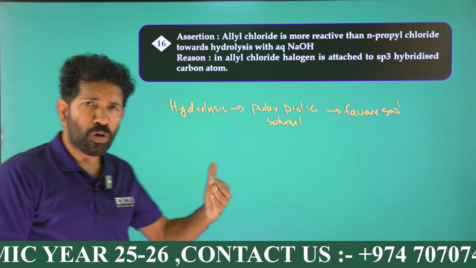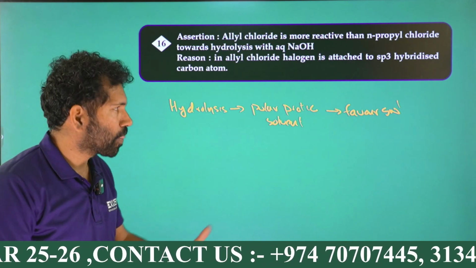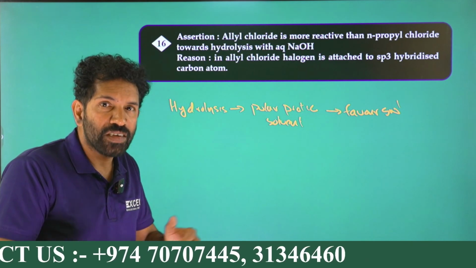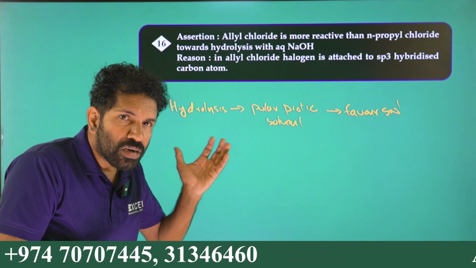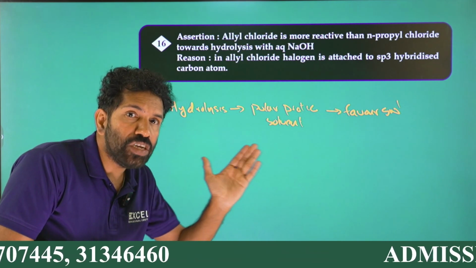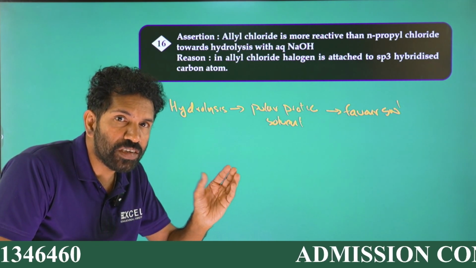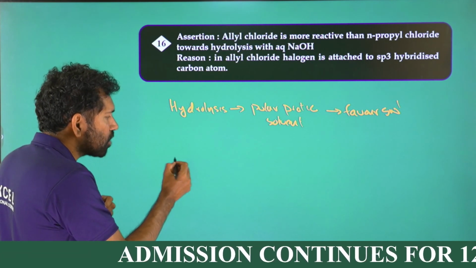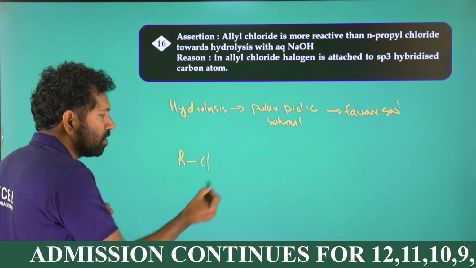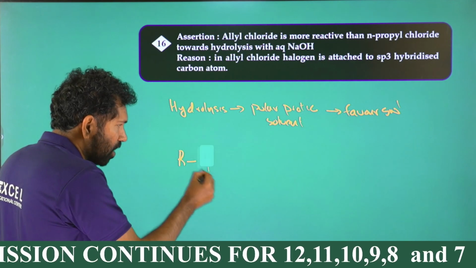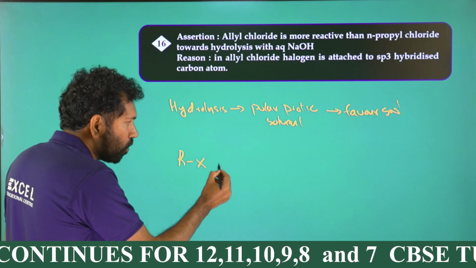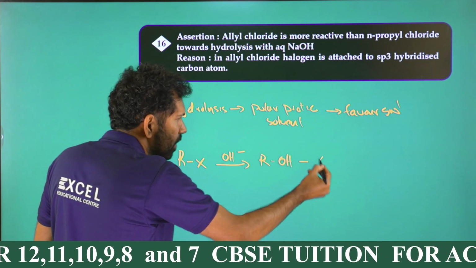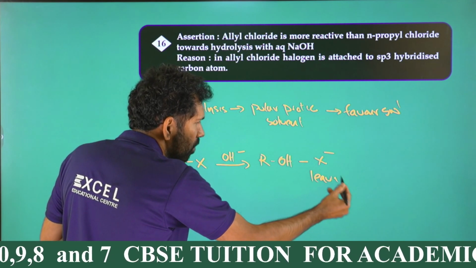Why does a polar protic solvent favor SN1? Simple. A polar protic solvent stabilizes the leaving group. For example, take the reaction RX, on treating it with OH minus, you will get ROH plus X minus. X minus is the leaving group.